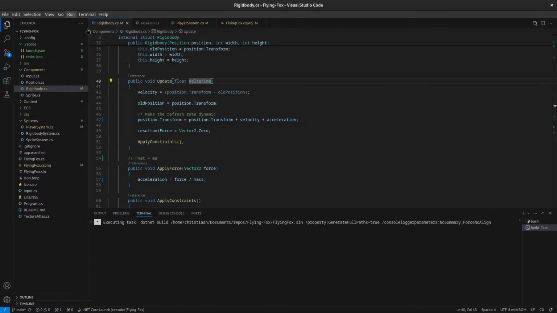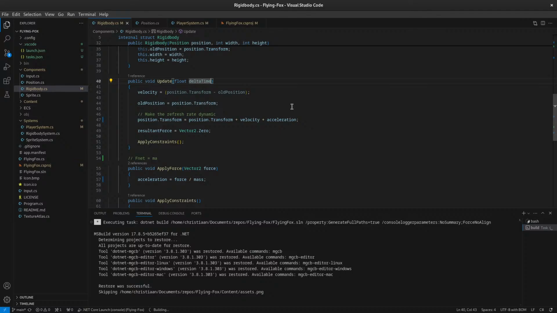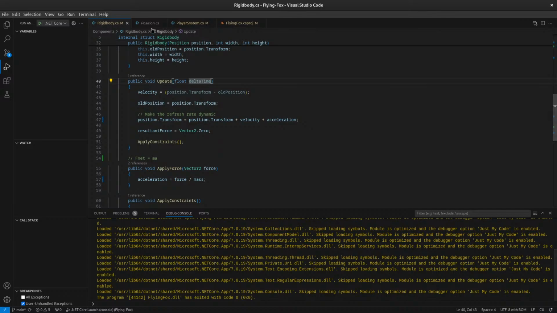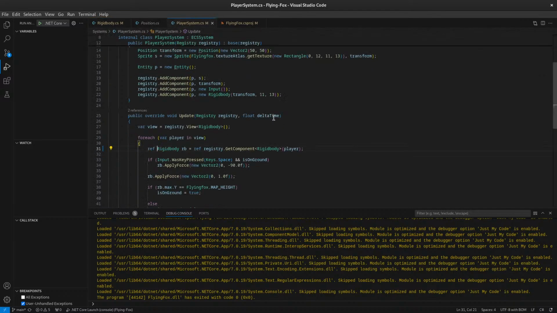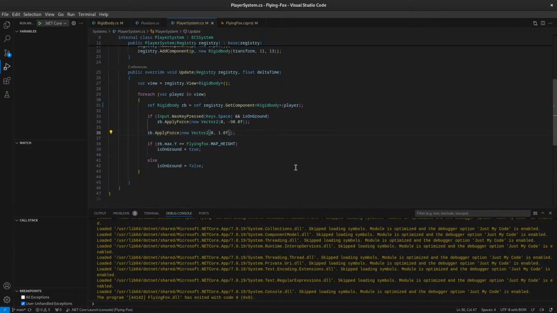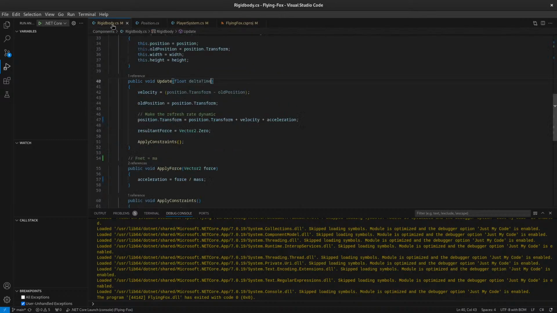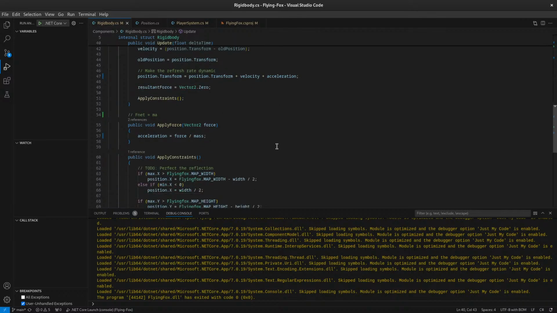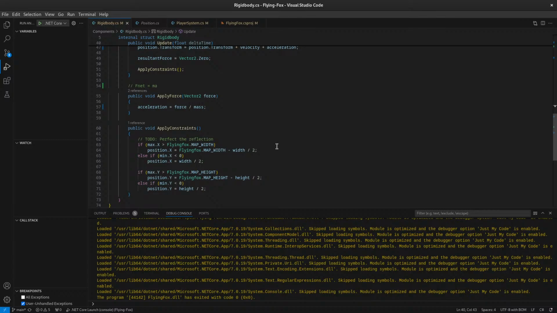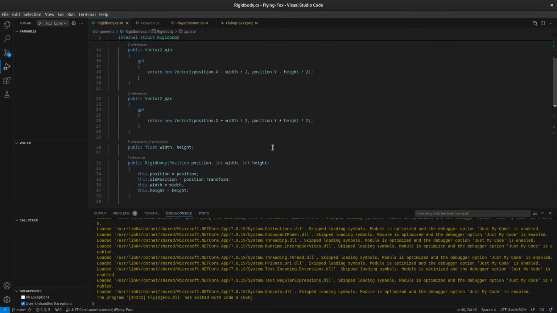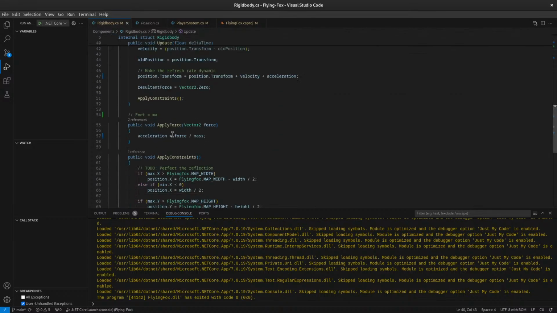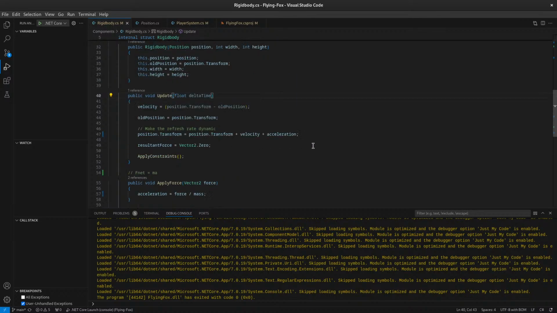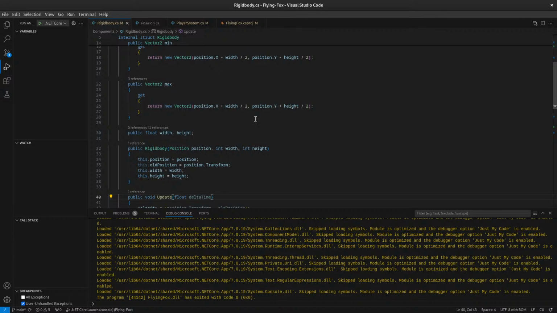Let's test our code. Start debugging. Let's see how. Oh, everything is gone. What happened? Let's see. What did we do wrong? Position or position transform. Velocity. Yes, that's correct. What is our mass? It's 10. Force divided by mass. Acceleration. Yes. Acceleration. We probably need to initialize that.